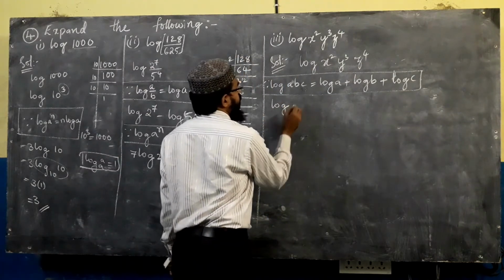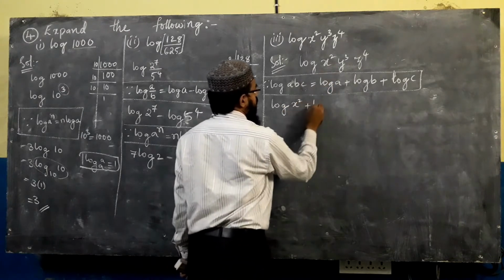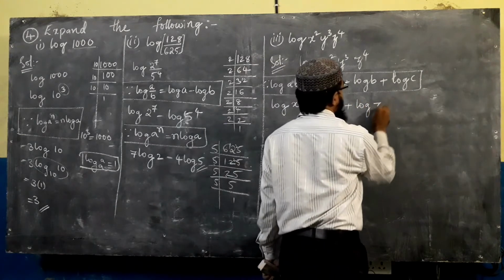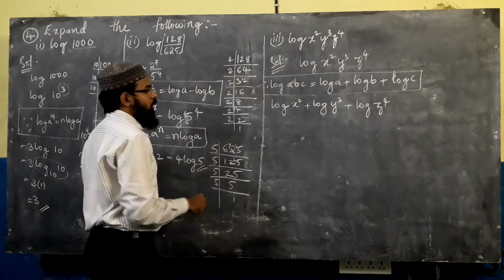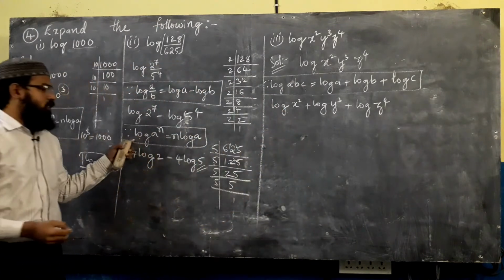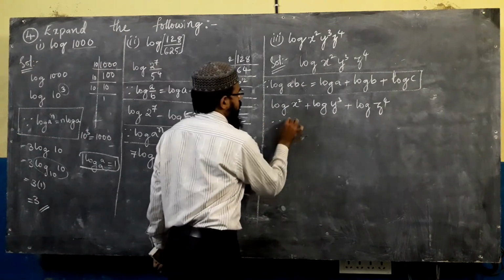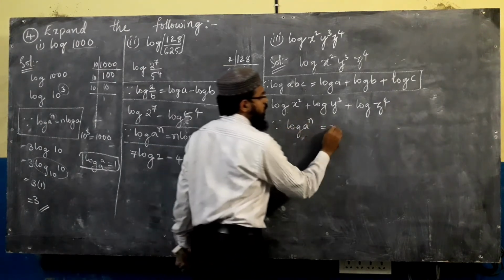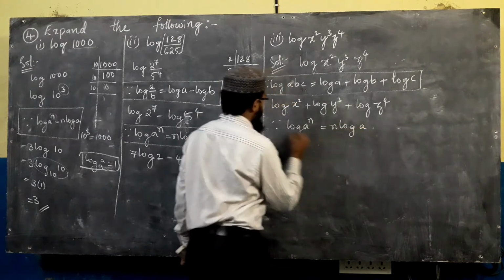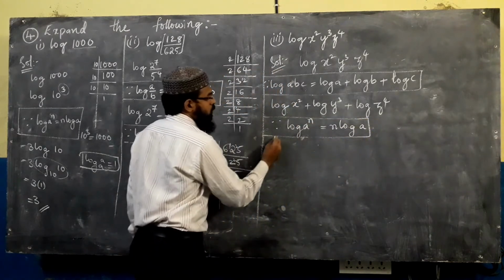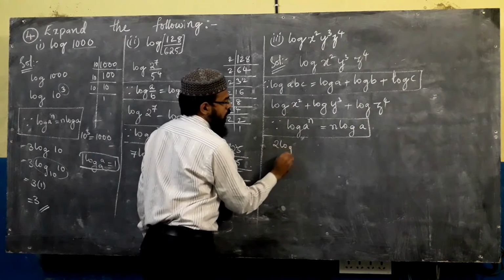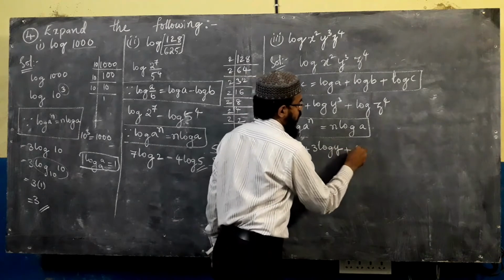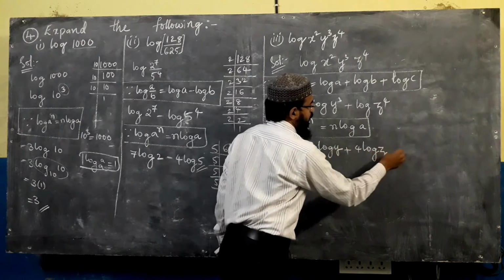Log x square plus log y cube plus log z to the power of 4. Now we again write this formula, since log a to the power of n is equals to n log a, n comes in front of log. So 2 log x, 3 log y, 4 log z.